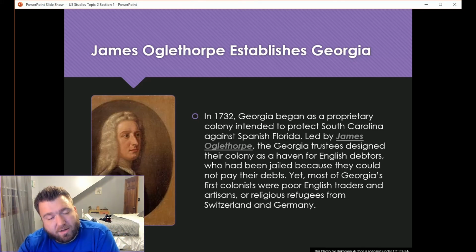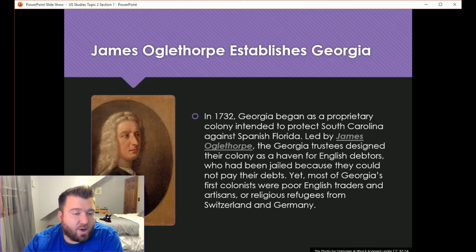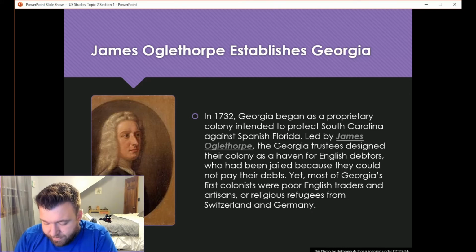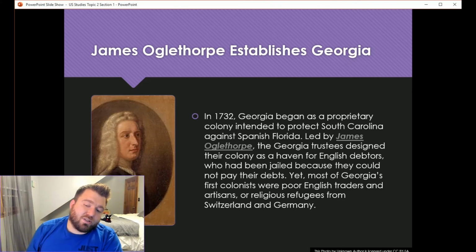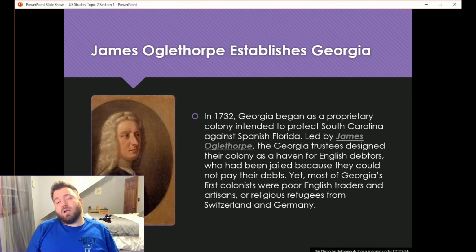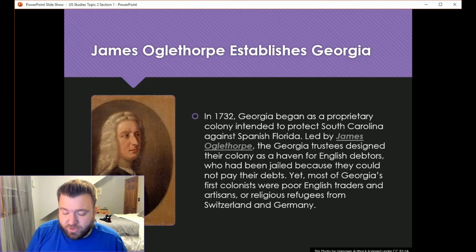So this starts off as a place for these people that have a lot of debt back in England, and they can come here and try to work off some of their debt. That was the idea, but most of Georgia's first inhabitants were poor traders, artisans, and religious refugees.